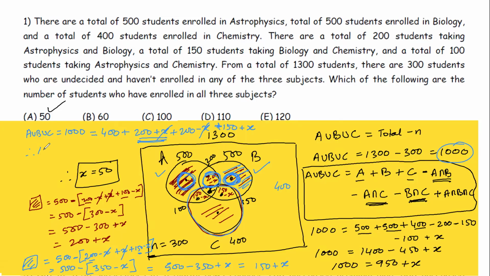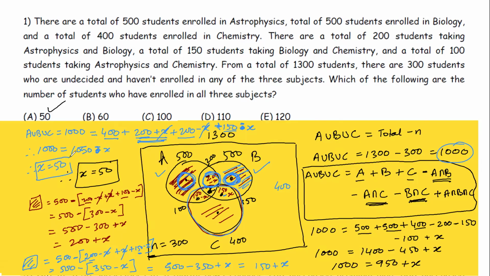So therefore, we got 1000 is equal to 400 plus 200 plus 200 plus 150 plus X. So that is 950 plus X, right? Okay. So therefore, minus X. This was minus X, my bad. This was minus X, right? Out here. So therefore, we get X is equal to 50.